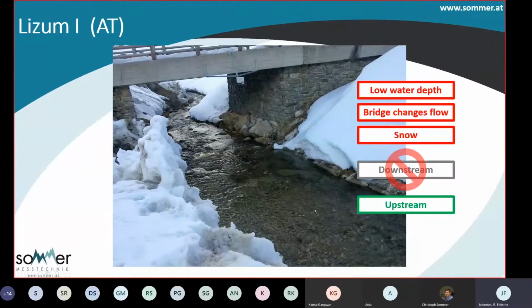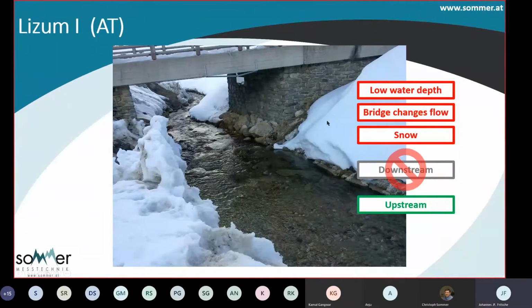So what can be problematic here is that you have a pretty low water depth, and the rocks in the river also already could have an influence at very low water levels. Then you have the bridge that might change the flow depending on the water level. So you have a change here in cross section from low water levels to high water levels.